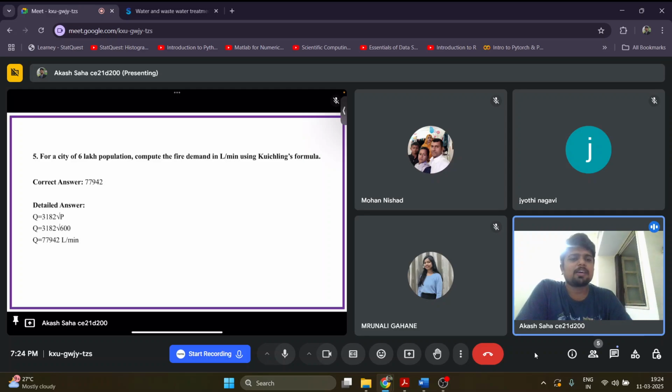So it's an empirical formula. We cannot justify it with the units. So directly whatever we get will be in liters per minute. It's an empirical formula, always remember. Don't try to manage the units in this. Okay.